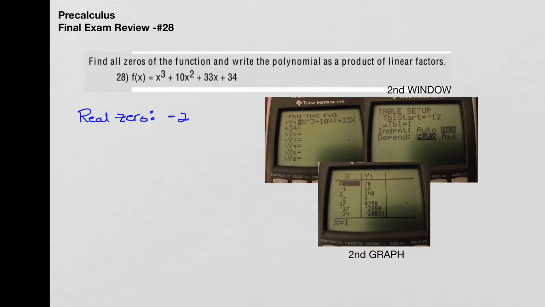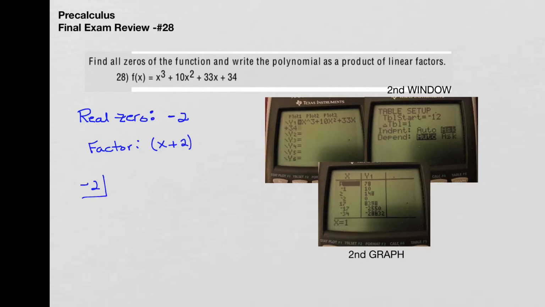All right. So now that I know that I have a real 0, -2, that tells me that one of my factors is x plus 2, because it's always x minus the 0. So it's x minus a -2, which is x plus 2. So I'm going to divide the polynomial that we were given by the factor x plus 2, and that'll give me a quadratic, and then I'll see how that can factor into two complex zeros. And I'll do this using synthetic division. It's a little bit quicker in terms of notation.